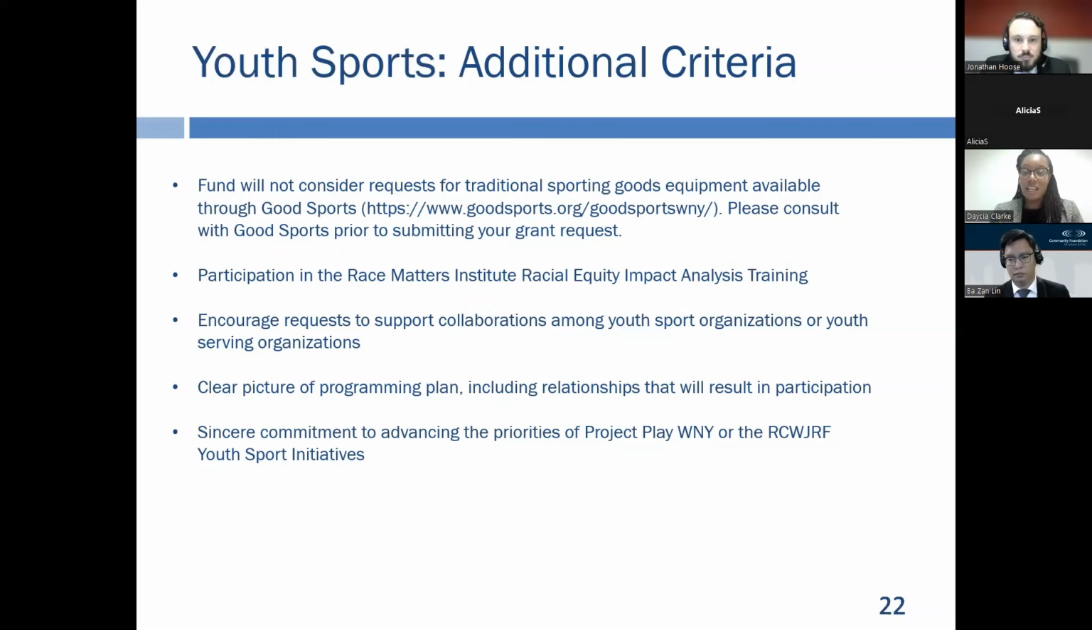We encourage any requests that support collaboration among youth sport organizations or youth serving organizations. And we request that you put a clear picture of your programming plan, including the relationships that will result from participation in your new strategies and programming. Lastly, a sincere commitment to advancing the priorities of both Project Play and the Ralph C. Wilson Jr. Youth Sport Initiatives is imperative in the narrative and construct of your project.